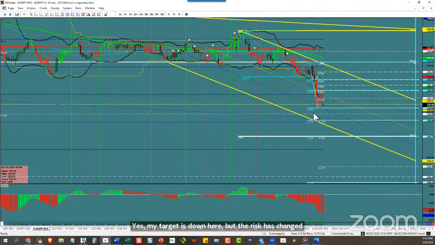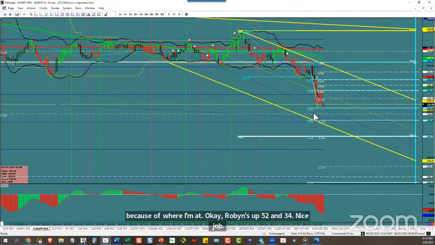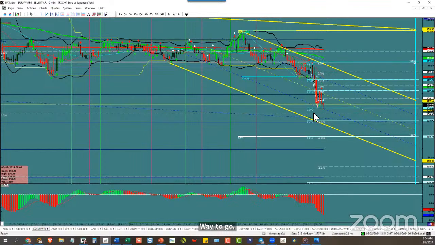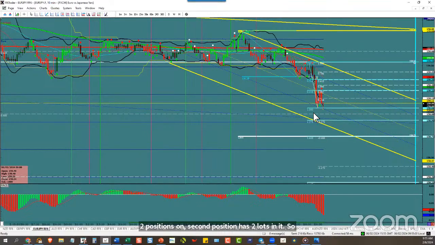Okay, Robin's up 52 and 34. Nice job. Way to go. Two positions on. Second position has two lots in it. So that's 68 pips plus 52. Robin's over 100 pips. And the trade's just started.